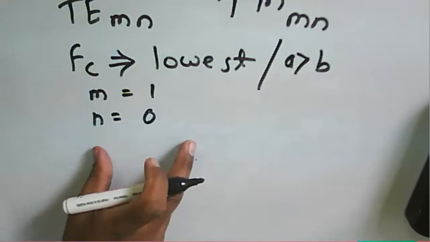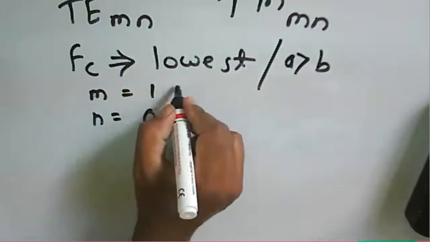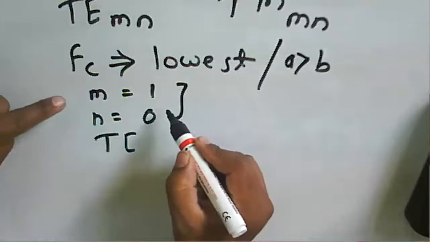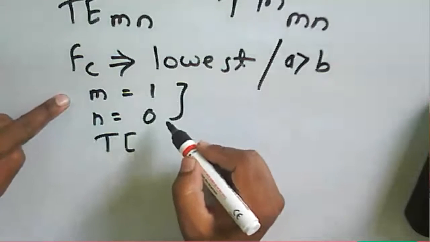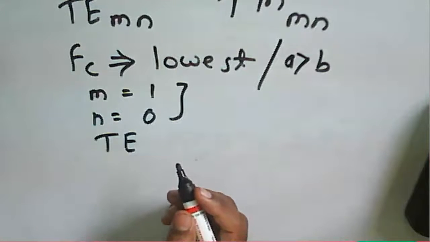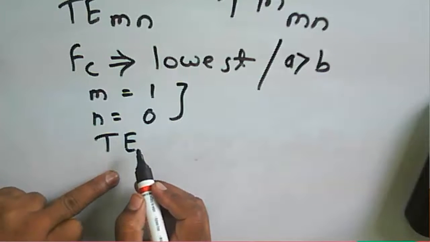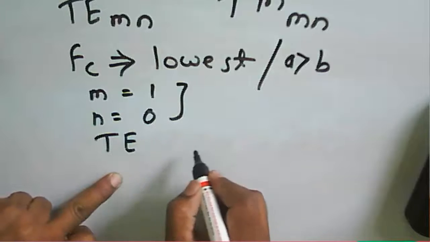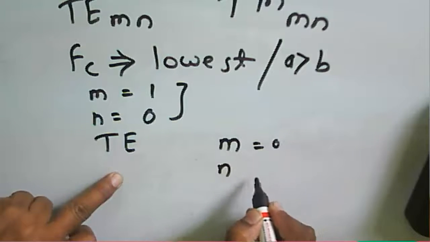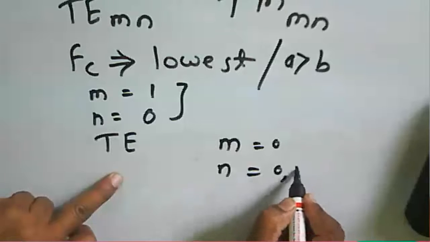Then for this particular mode, which mode is it, because m is equal to 1 and n is equal to 0? Whether it is a TE mode or a TM mode, it is a TE mode, because in a TE mode, m and n can start from 0.